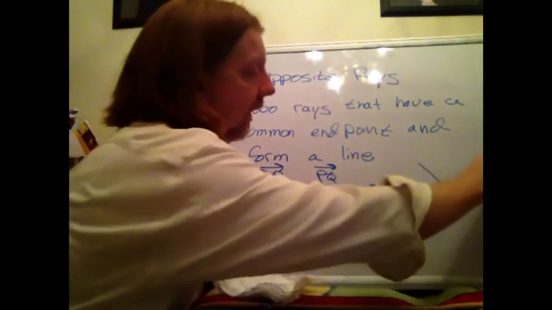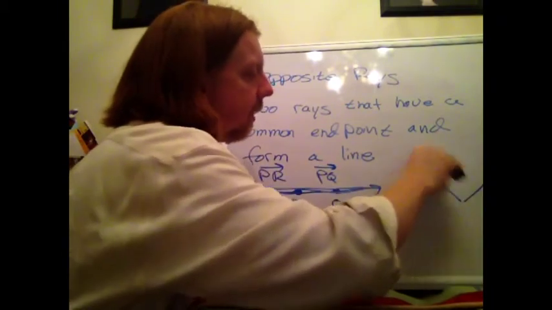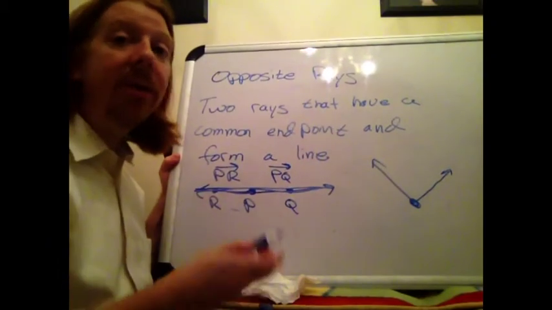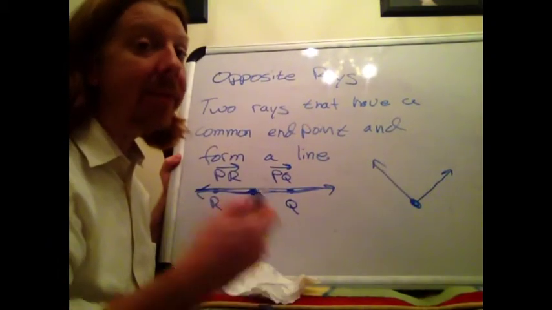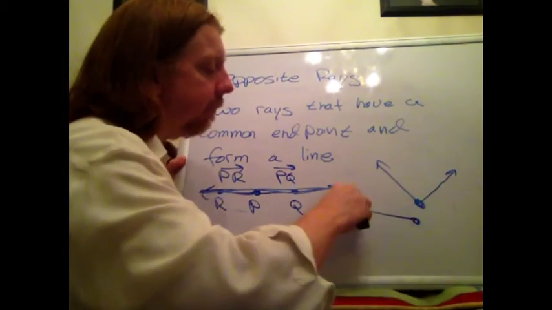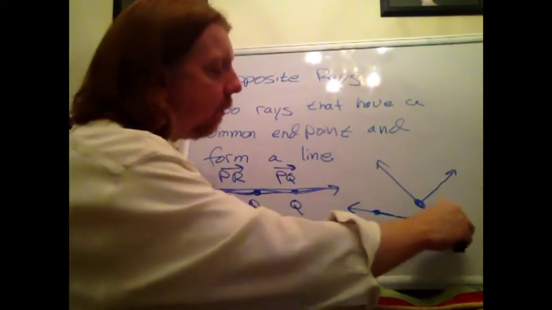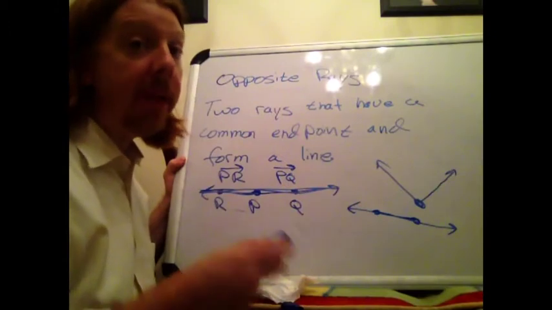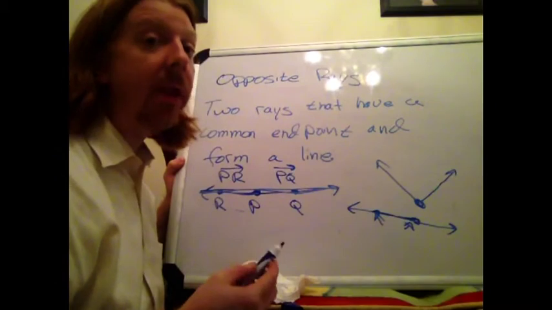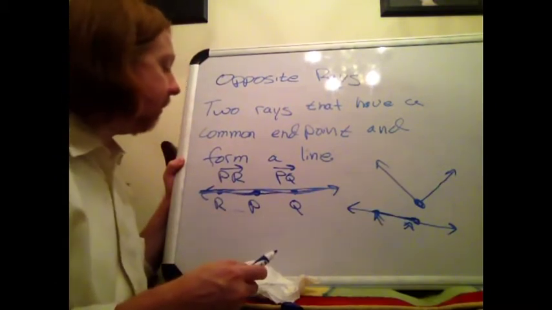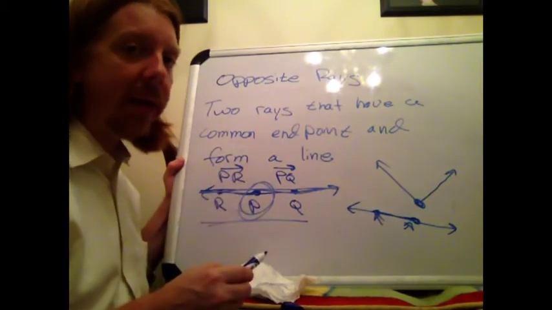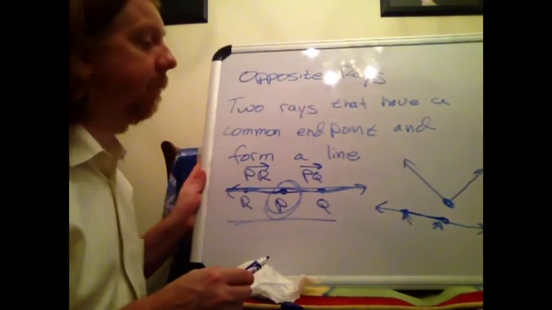If I were to do something like this, there are two rays. They have a common endpoint. But notice that they don't make a line. That makes them not opposite rays. Likewise, I might have this ray and this ray. They do form a line together, but they have different starting points. So they are also not opposite rays. Only when they start at the same point and form a line are they called opposite rays.